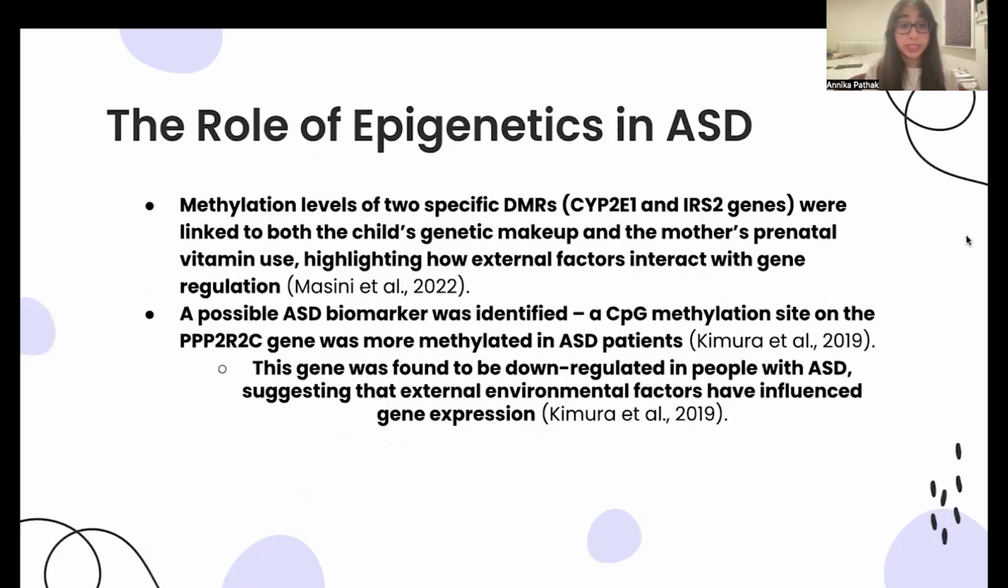Methylation levels of two specific DMRs, the CYP2E1 and IRS2 genes, were linked to both the child's genetic makeup and the mother's prenatal vitamin use, highlighting how external factors interact with gene regulation. A possible ASD biomarker was identified. A CpG methylation site on the PPP2R2C gene was more methylated in ASD patients. This gene was found to be downregulated in people with ASD, suggesting that external environmental factors have influenced gene expression.